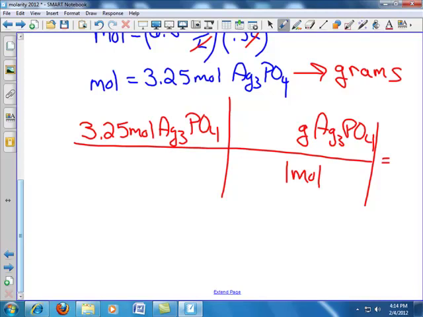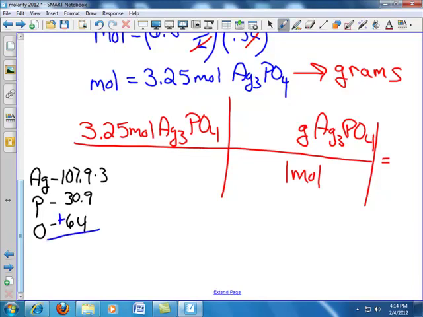And so now, what are you doing? Well, you're going to take out your calculator and find your periodic table and look up Ag. You're going to see that Ag is 107.9 grams per mole. So you're going to take 107.9 times 3 in your calculator. Then you're going to find phosphorus is 30.9 grams per mole, so you add that to this. And then you find oxygen is 16 grams per mole, and you have 4 of them, so you add that to that. You add all those up in your calculator.